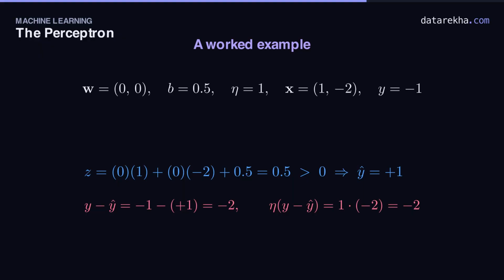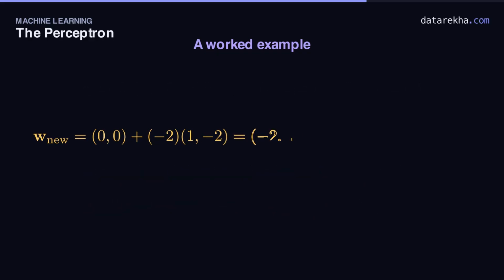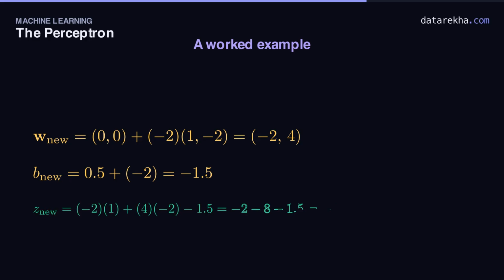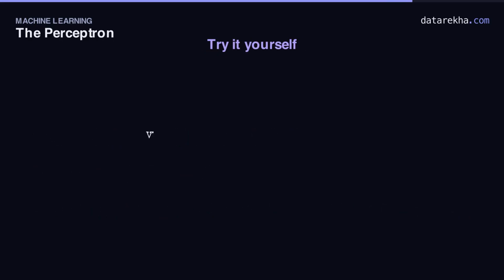The error is -1 minus +1, that's -2, and times eta of 1, the step is -2. Update (0, 0) plus -2 times (1, -2), gives (-2, 4). The bias, 0.5 plus -2, is -1.5. Recheck. -2 times 1 is -2, plus 4 times -2 is -8, -1.5 more, -11.5. Comfortably below 0. So the neuron now correctly says negative. Both mistakes fixed. Your turn.